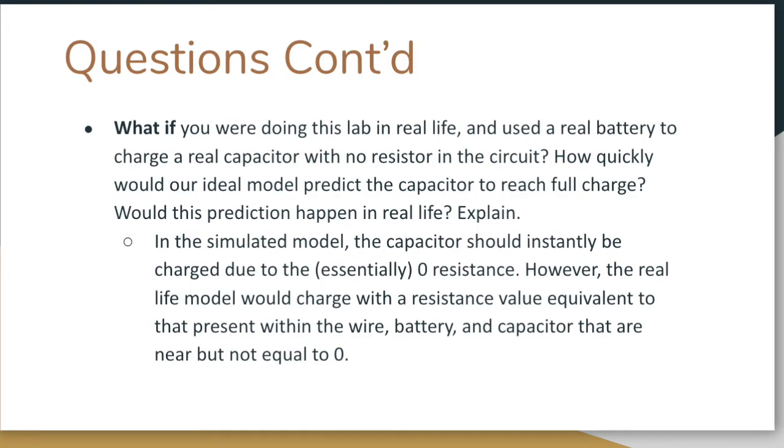And for what happens if we used a real battery to charge the capacitor with no resistor in the circuit versus how that works in the ideal model. In the simulated model, the capacitor should be instantly charged due to the essentially zero resistance. However, a real-life model would have charge with a resistance value equivalent to that present within the wires, the battery, and the capacitor that are near but not equal to 0.